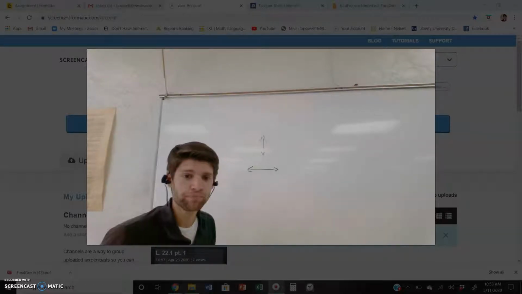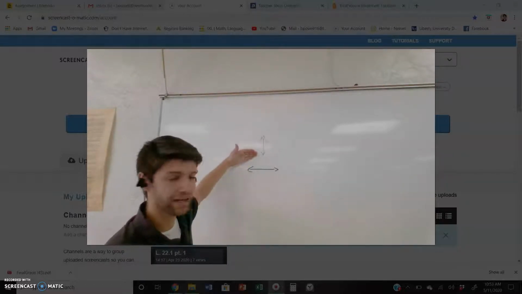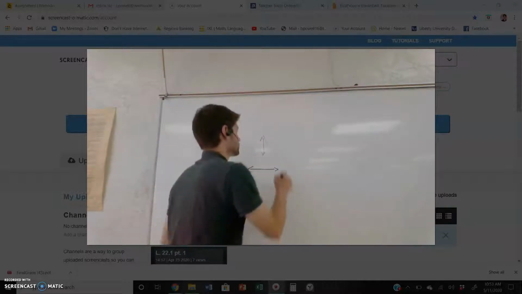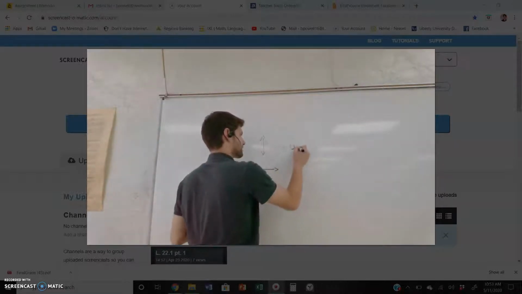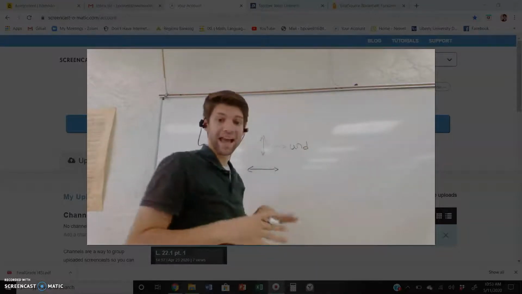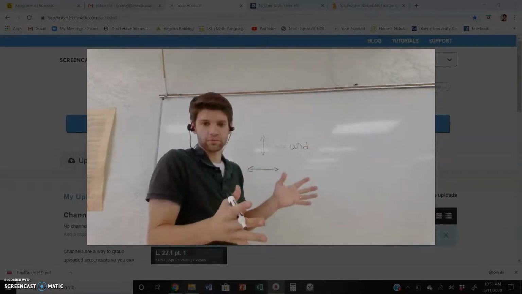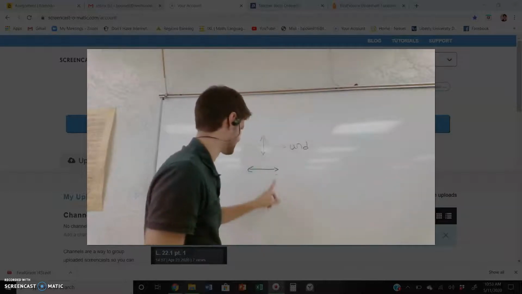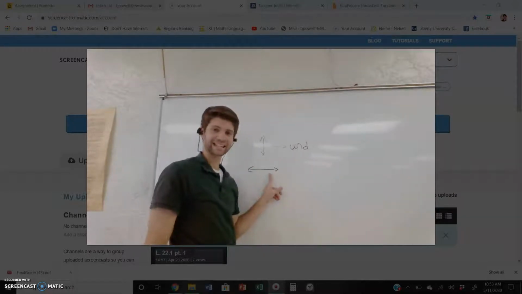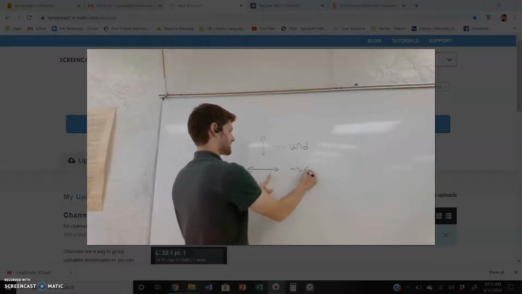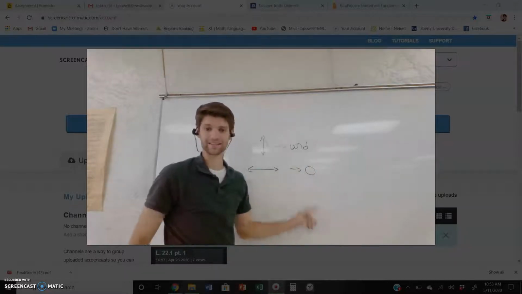I was saying that if you ever have a line straight up and down, your slope is going to be undefined. We don't have a slope. It's uncalculable. You can't calculate it. Now, if we have a line side to side, that slope is always 0.